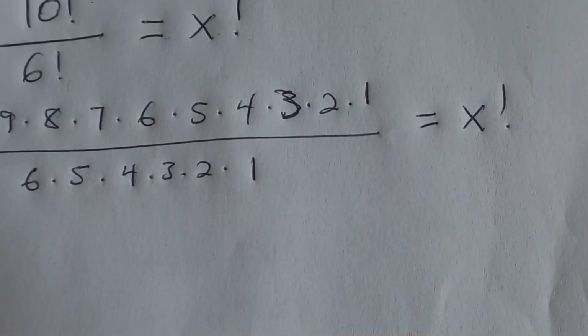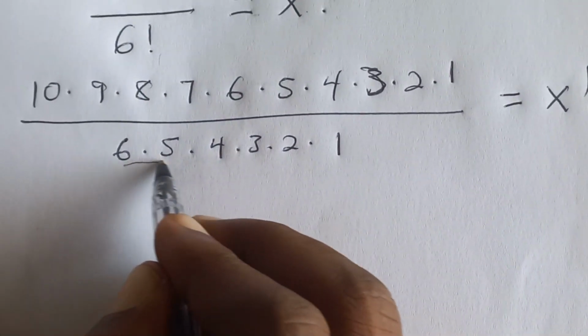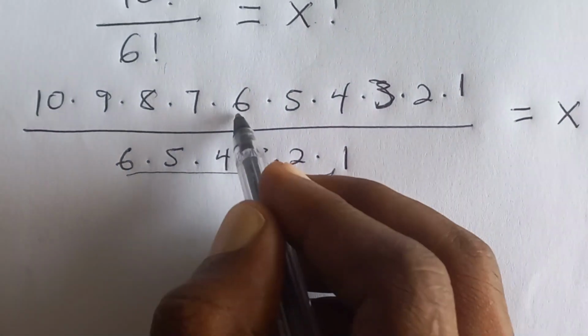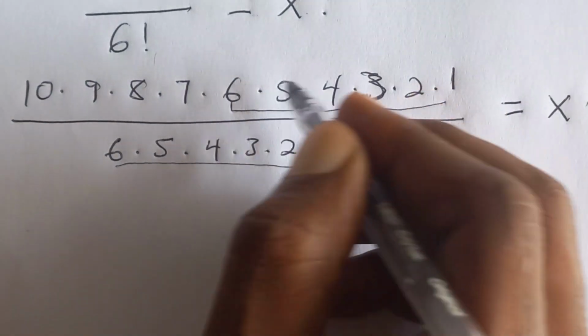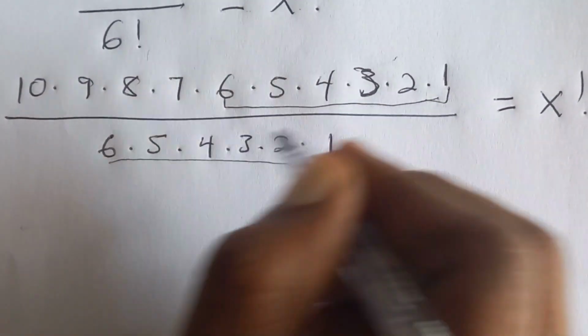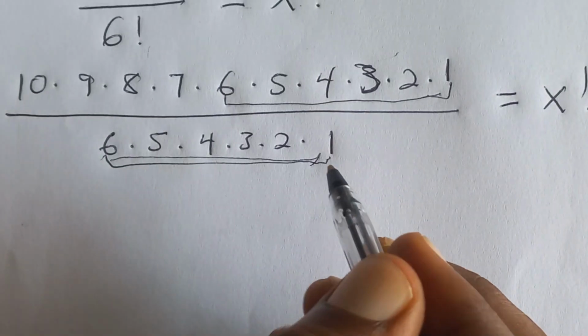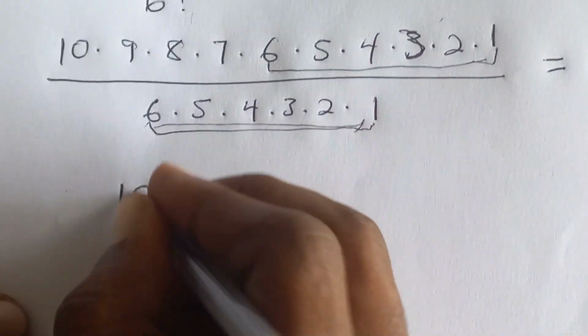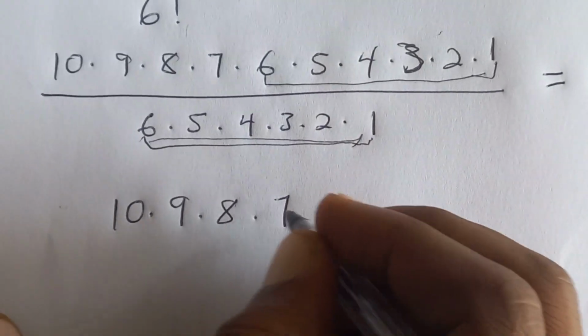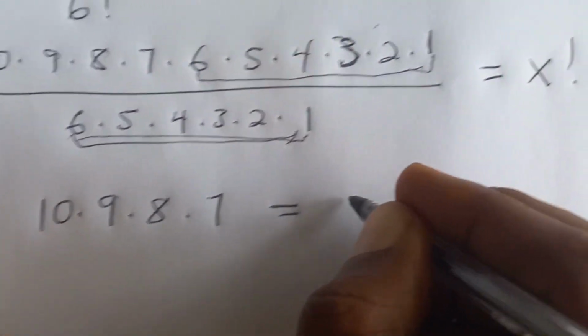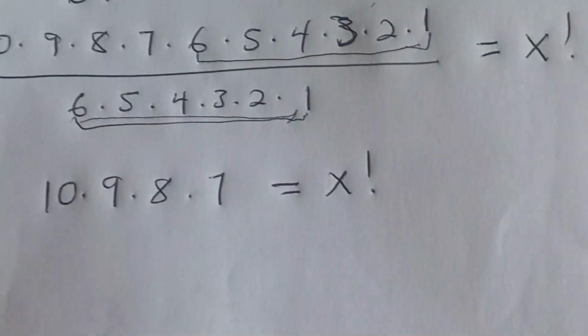Okay, now looking at this 6 factorial here, this here, consider is the same as this. Okay, so you say that all this cancels this one. We're leaving 10 multiplied by 9 multiplied by 8 multiplied by 7. Okay, and it's equal to x factorial.